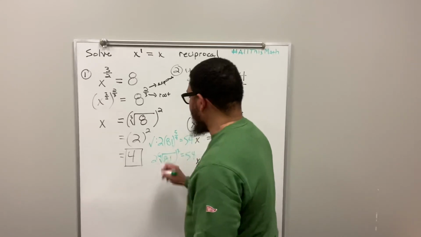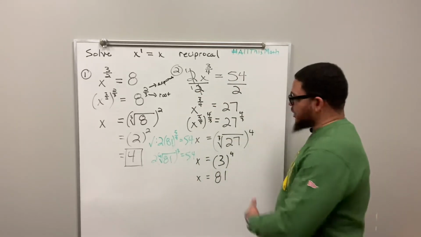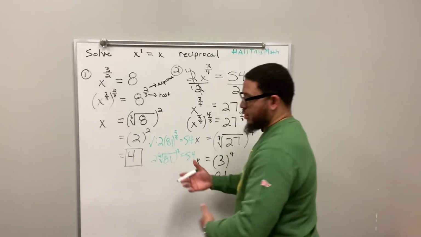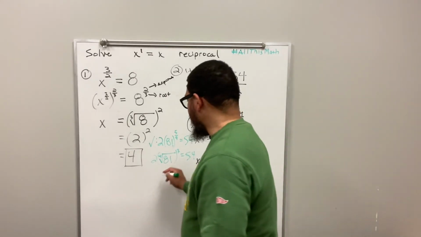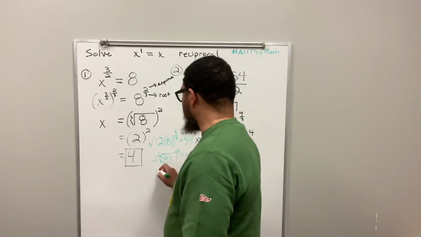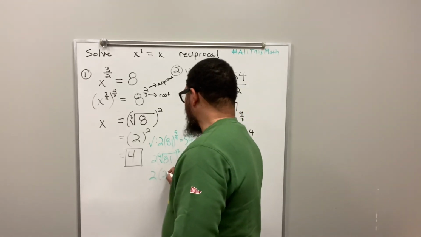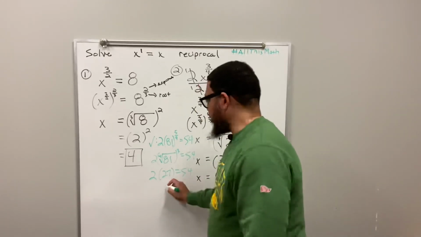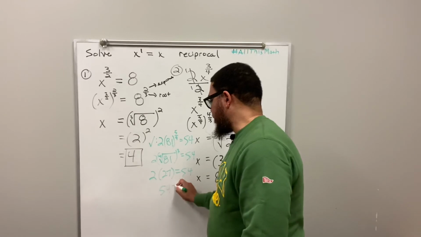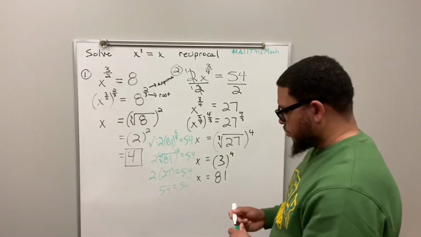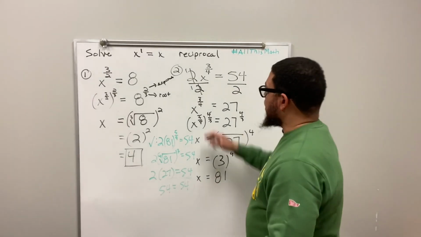The 4th root of 81 is 3. How do I know that? Because I just did this right here. 3 to the 4th is 81. So the 4th root of 81 is 3. So then this turns into 3 to the 3rd power, which is 27. And I got 2 times 27. And my question is, is that equal to 54? And it is. So that's proof that number 2 is correct.